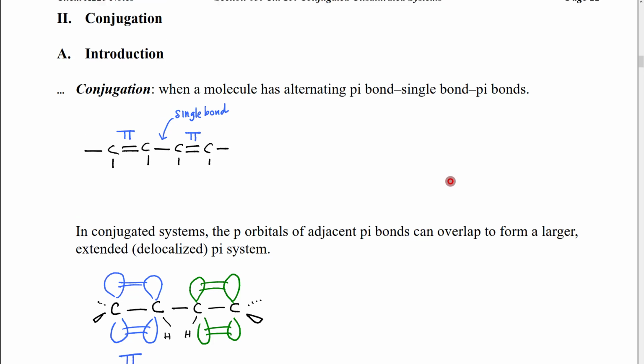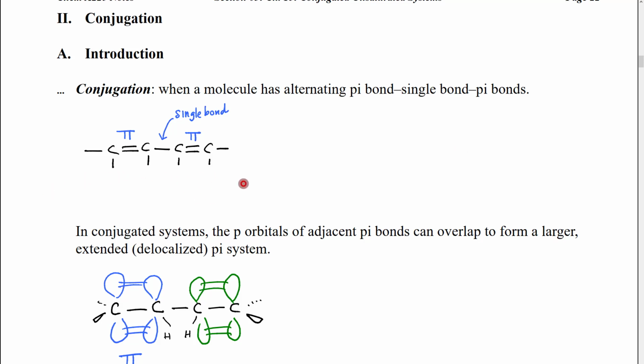We're next going to talk about how adjacent pi bonds, adjacent double bonds and triple bonds, can interact with each other. We're first going to look at a structural feature called conjugation. Conjugation exists when a molecule has alternating pi bond, single bond, pi bond in its structure.